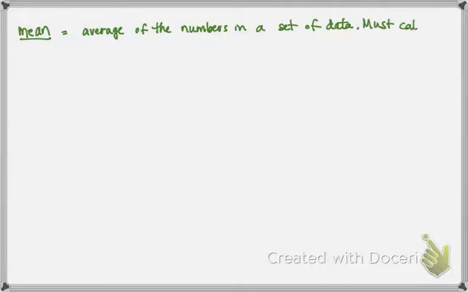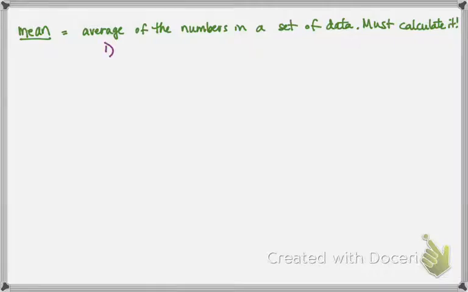So the mean is the average of the numbers in a set of data. So the one thing that really makes the mean different is that you must calculate it. Okay. Mode, you never calculate, and often you don't calculate median either. So how do we figure out what it is?